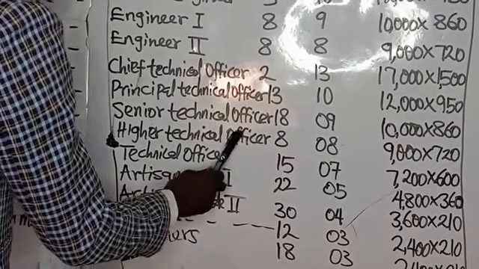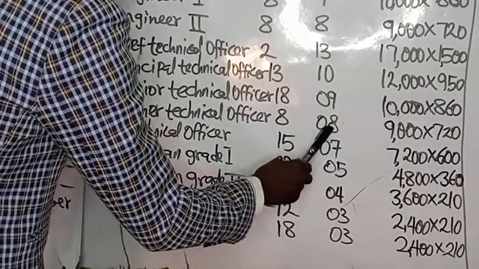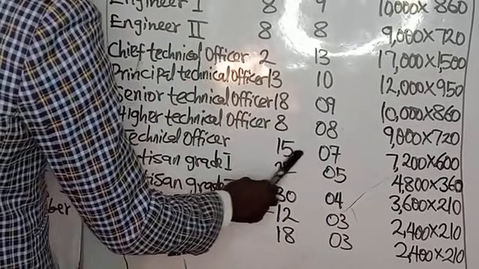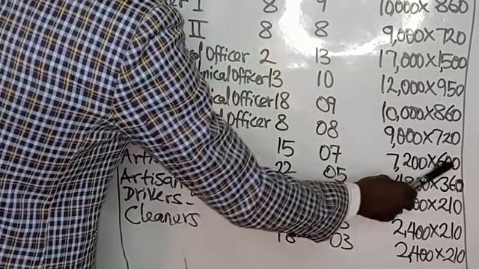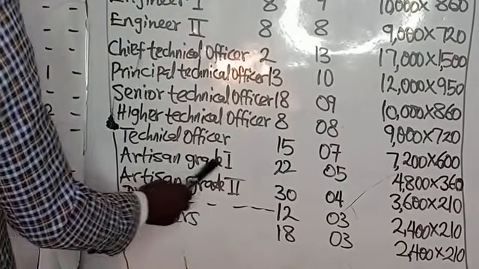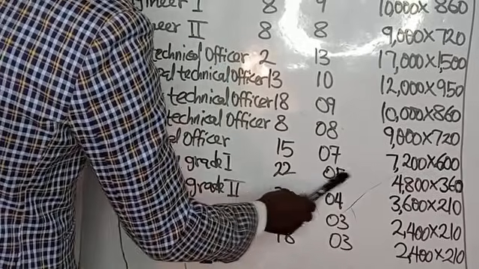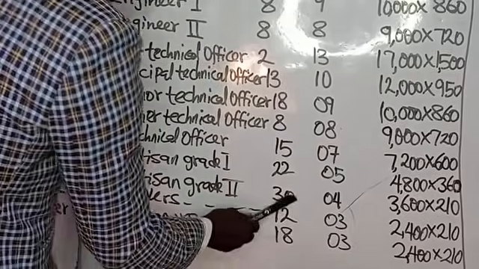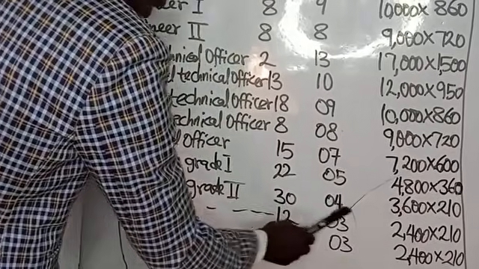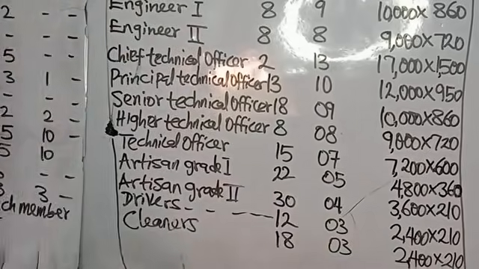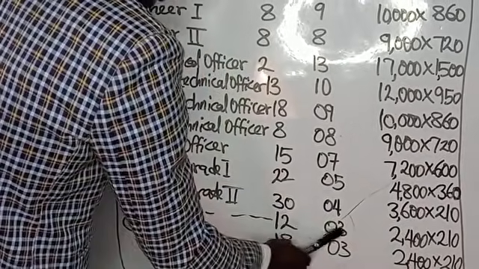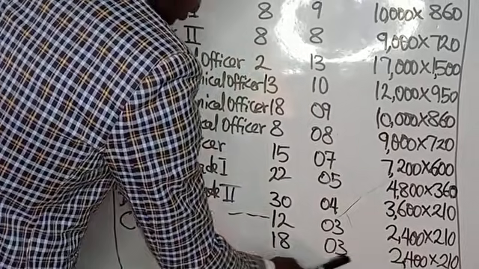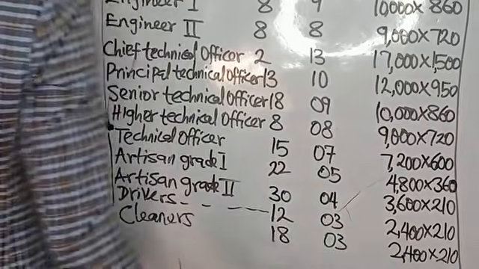Higher technical officer, 8, 9,000 and 720. Technical officer, 15, 7, 7,200 and 600. Artisan grade 1, 22, 5, 4,800 and 360. Artisan grade 2, 30, 4, 3,600 and 210. Drivers, 12, 03, 2,400 and 210. Cleaners, 18, 03, 2,400 and 210.